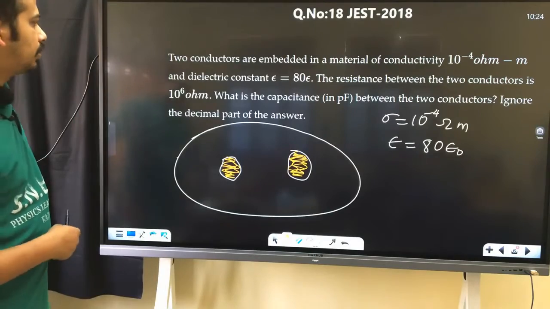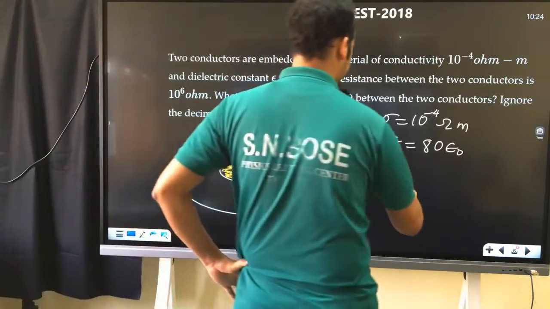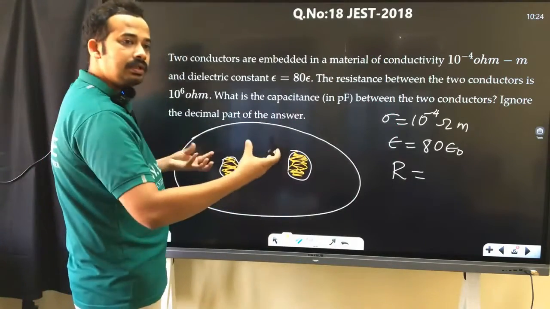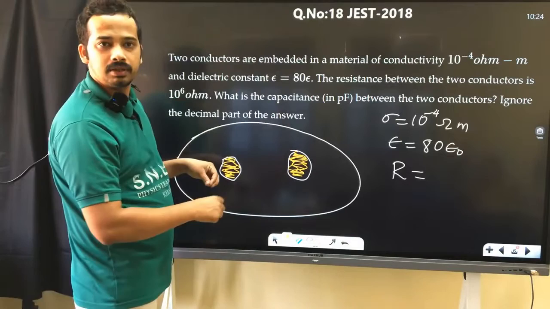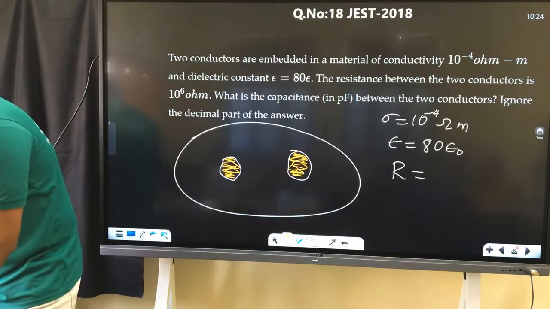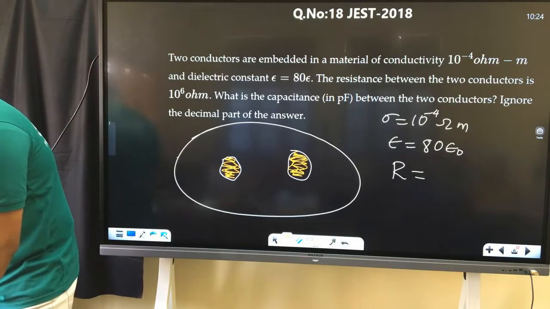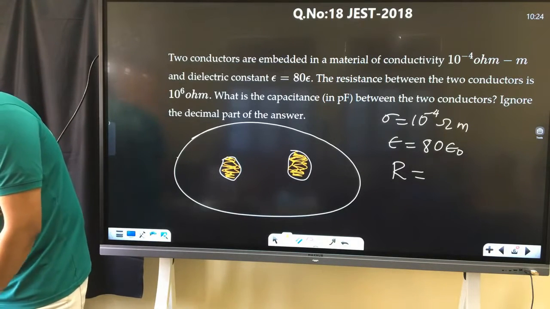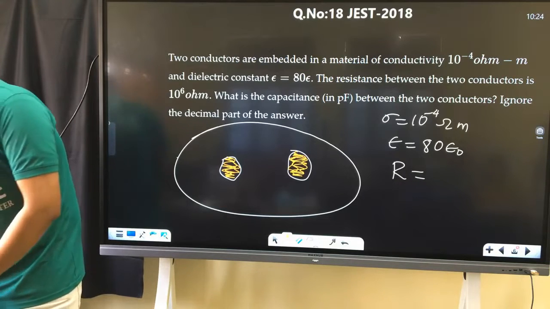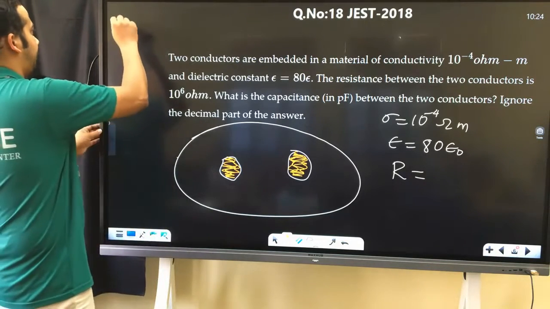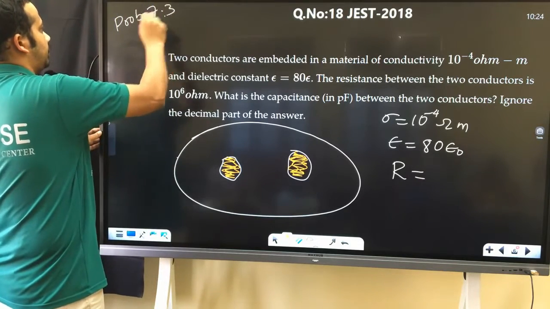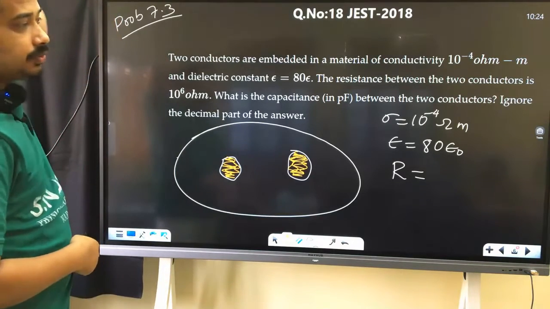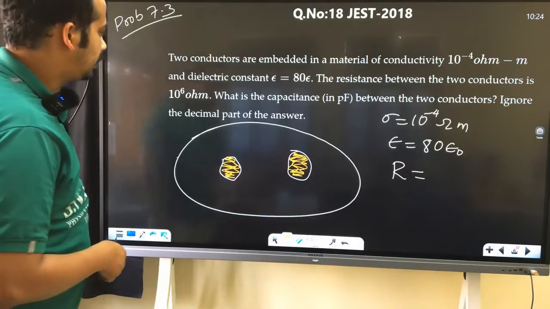The resistance between the two conductors is given. I mean, there is an ohmic material, and these two perfect conductors are embedded. Can you recall this problem? Seventh chapter, am I right? Problem 7.3. Okay. What is the capacitance between these two conductors? Ignore the decimal part of the answer, whatever.